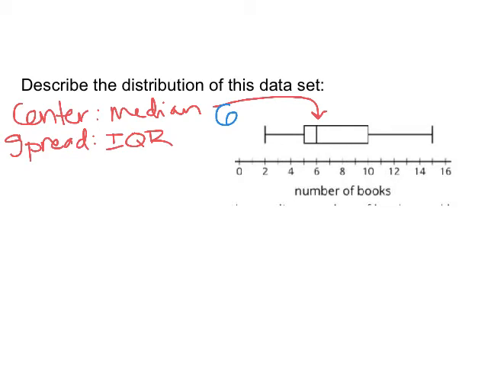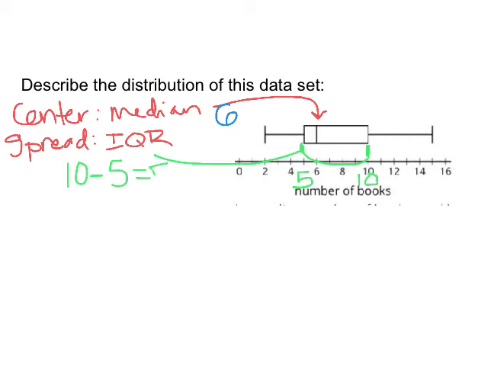And the IQR, that is the distance from the first quartile to the third quartile. That distance right there. So in this case, it's from 5 to 10. So the IQR is 10 minus 5 equals 5 because the width of this box here is 5.